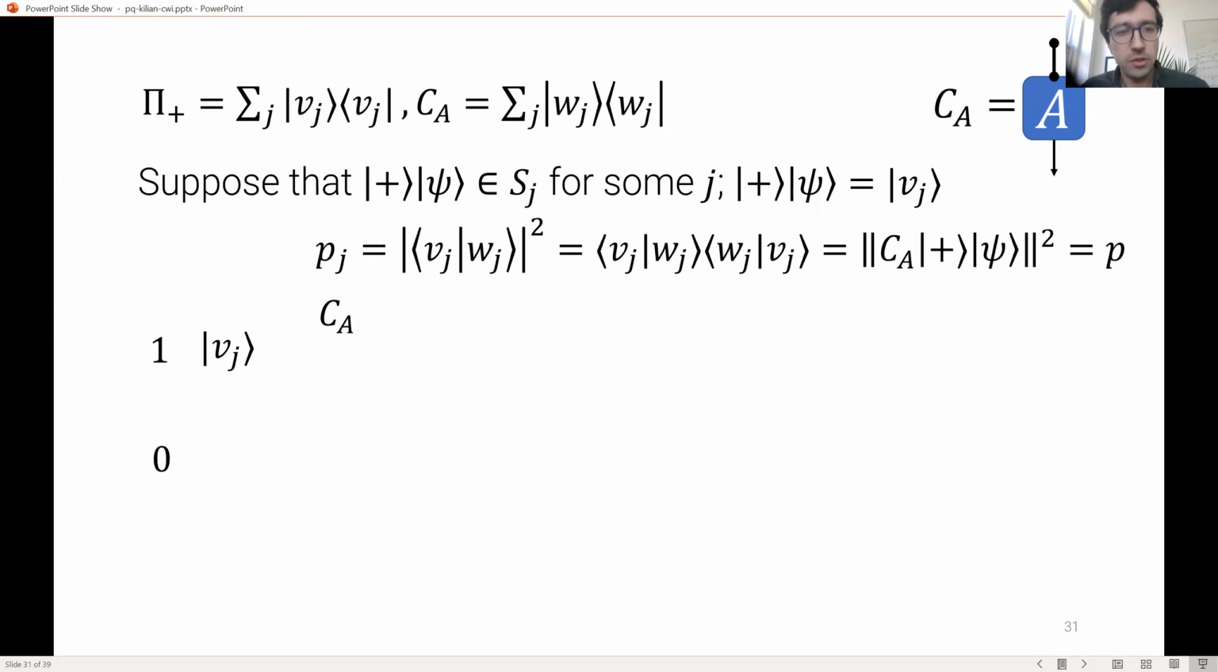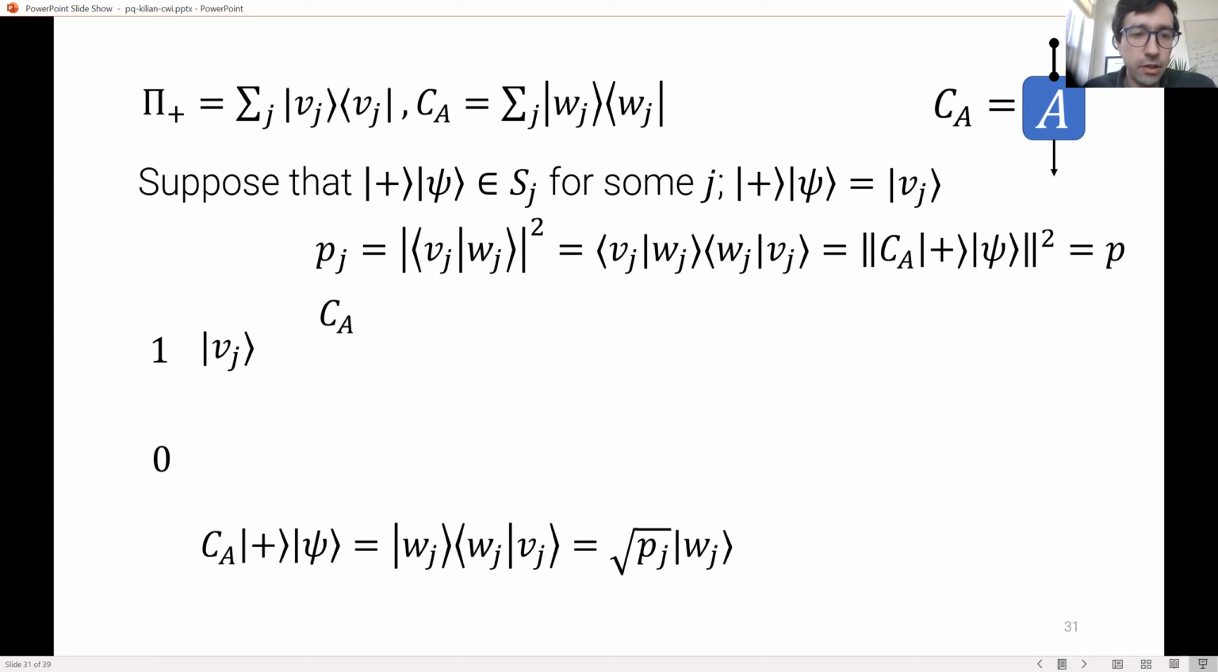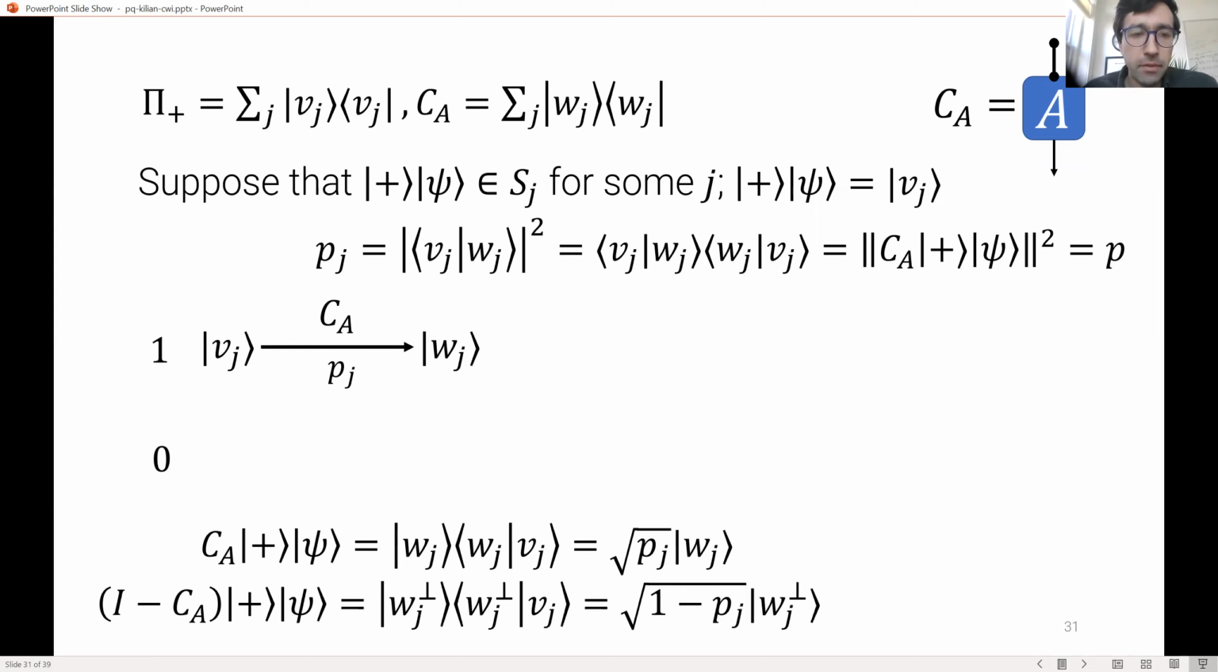And so what happens during the procedure? Well, you start out in the state Vj, and then you apply the controlled A. When you apply it, you end up with the state square root Pj Wj, which if you normalize it is just Wj. And this happens with probability Pj. If you get a zero outcome for controlled A, then you end up in this Wj perp state, and this happens with probability 1 minus Pj, symmetrically. So we now know there are two possible states that you could be in after the application of controlled A.